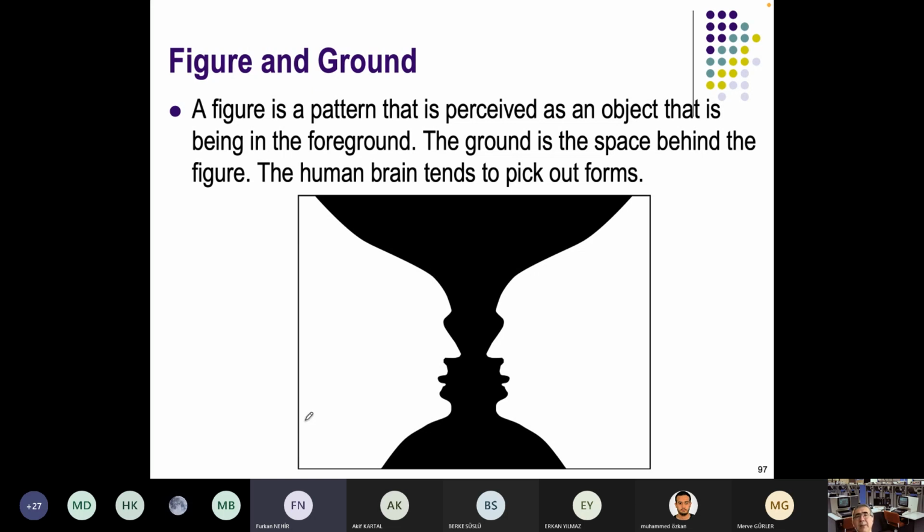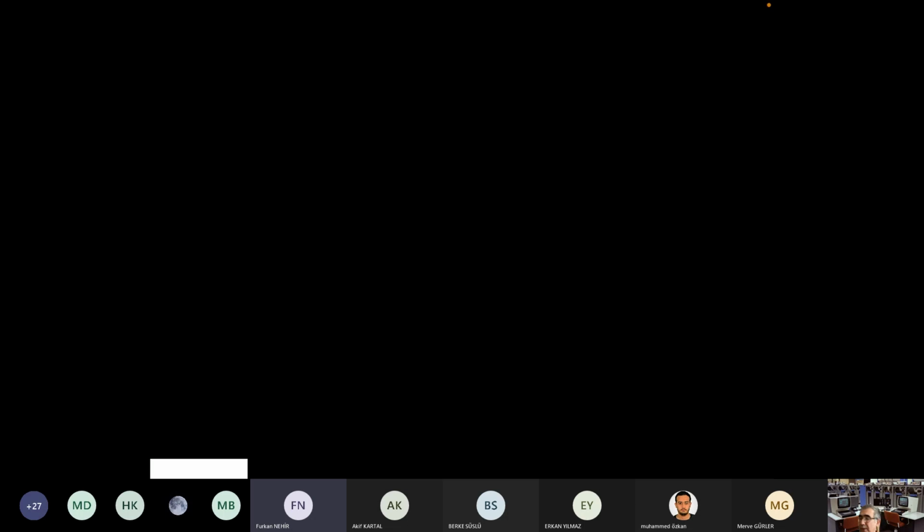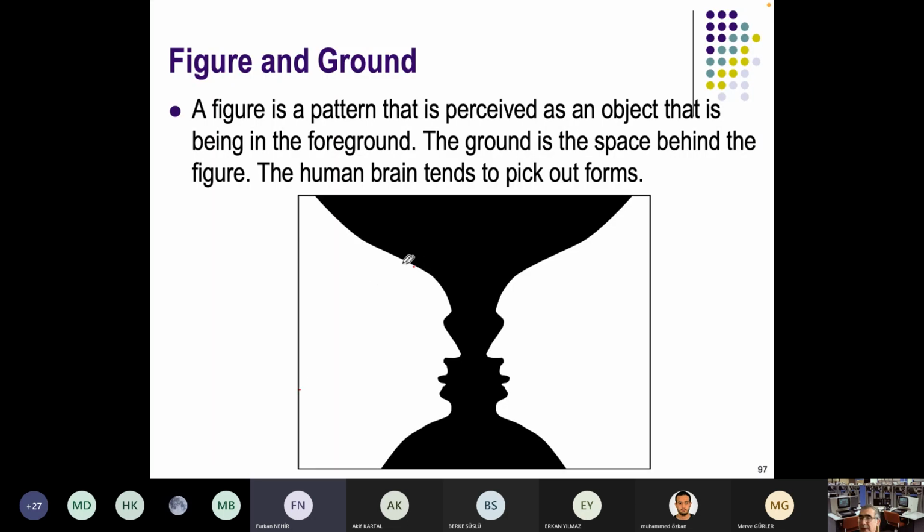The other, bigger things may have some object definitions like this, but actually it's not realistic because you cannot have, oops, sorry. In this way, you can perceive the person, but if you don't have realistic sizes, then usually the vase is perceived. Okay, that's what figure and ground is.